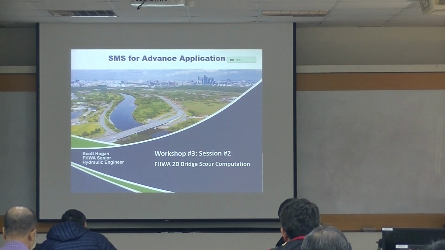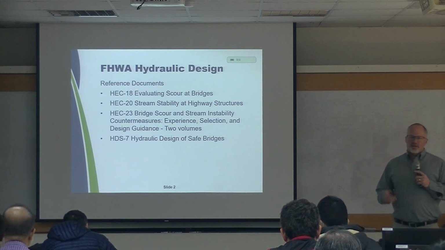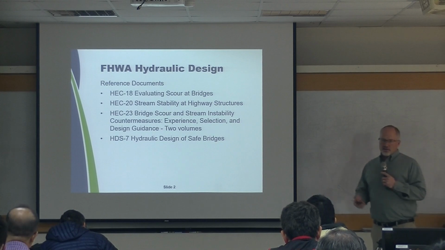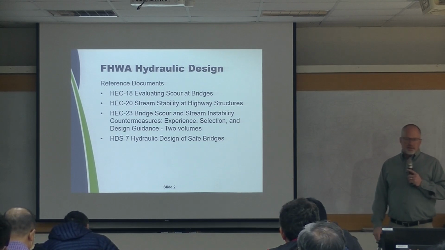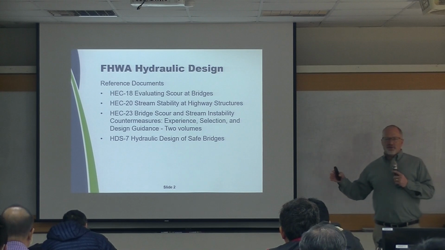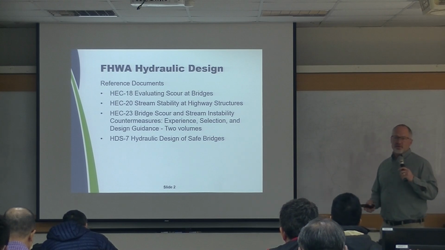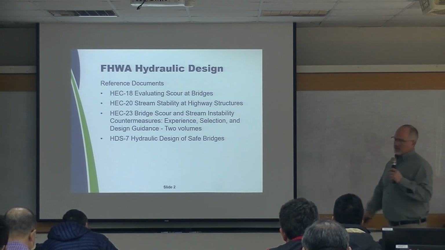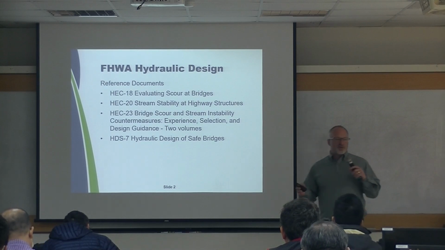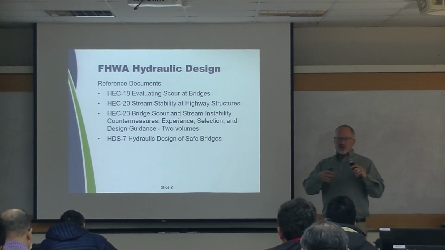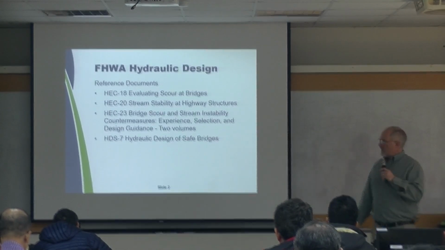Okay, so let's talk about bridge scour. So these are the reference documents that you need to be familiar with, and that is on our Federal Highways Hydraulics page. First of all, HEC 18, most important. If anyone is going to evaluate bridge scour, you need to have a copy of HEC 18 to understand what the variables are for. Also, HEC 20 is our document on understanding stream stability. Okay, stream stability is the ability of the channel to migrate laterally as well as vertically. So HEC 20 will help you understand and get a better idea of that.